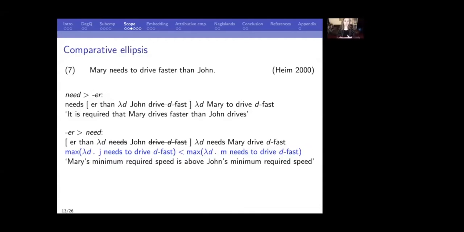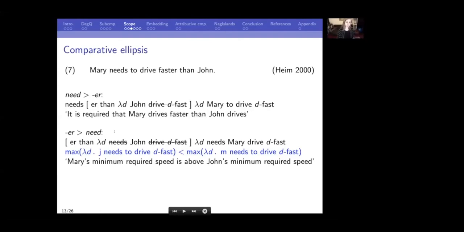With the comparative ellipsis construction in 7, there are 2 possible scope configurations for the comparative. There's a boring scope configuration where the modal need takes scope over the comparative, and the truth conditions you get there are: it is necessary that the degree to which Mary drives fast exceeds the degree to which John drives fast. So it is required that Mary drive faster than John drives.